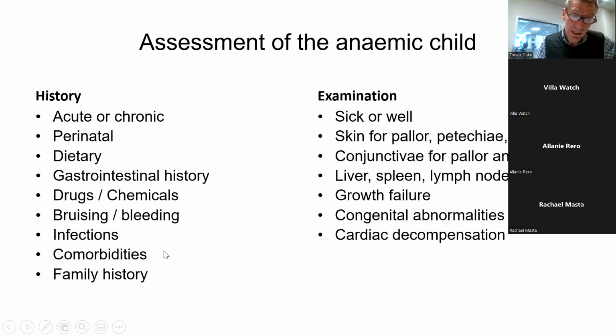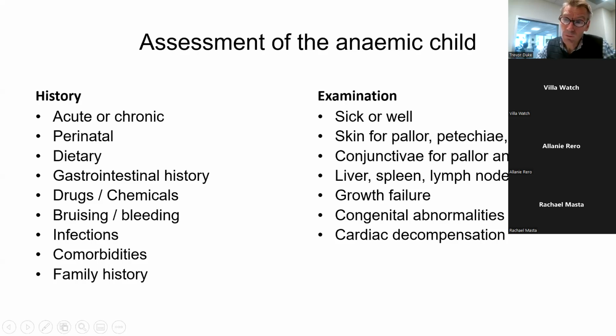Then ask about other comorbidities the child might have that might be associated with anemia, such as TB or HIV. A whole range of chronic illnesses can be associated with anemia. And then ask about a family history, because besides the thalassemias, there's lots of other family inherited conditions that can cause anemia.